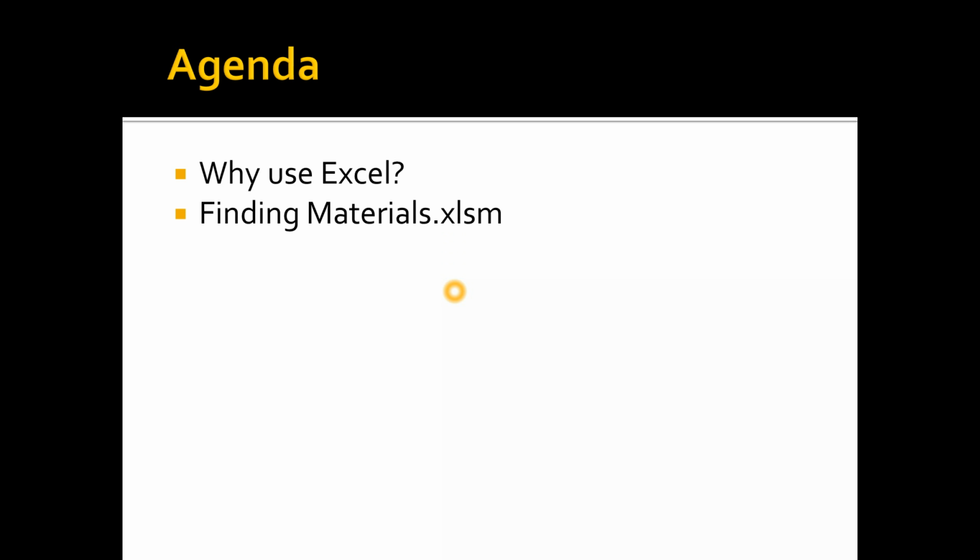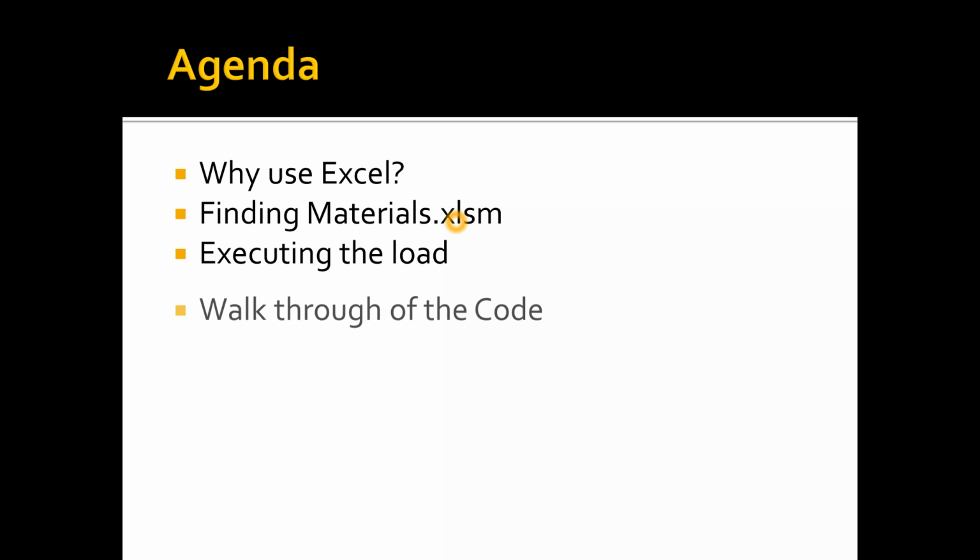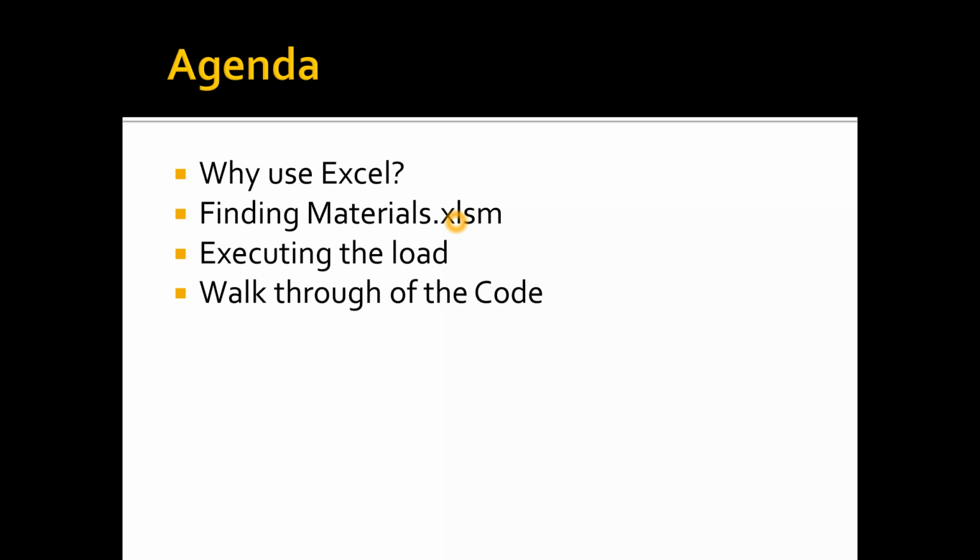So we're going to talk about how you find this Excel workbook. It's called materials.xlsm, and then how to execute the loader. And then we're going to do a walkthrough of the code, because odds are when you do the export to Excel, it's not going to line up exactly with the material property names and the order things are in. So there's going to be some editing of the spreadsheet, or the VBA that's in the notebook. So let's begin.